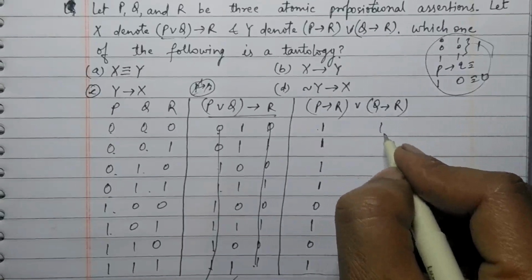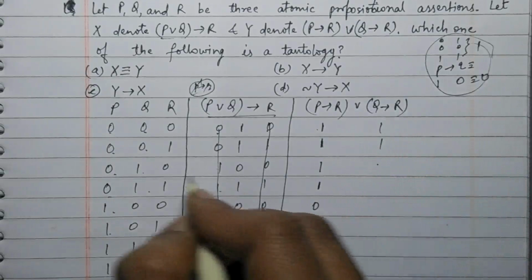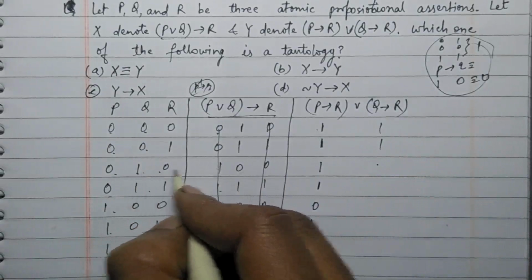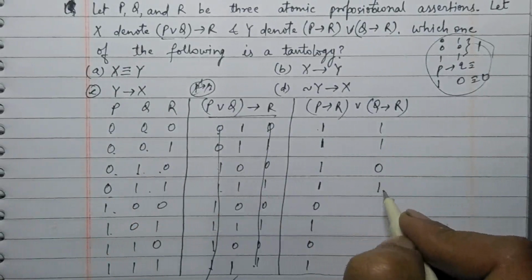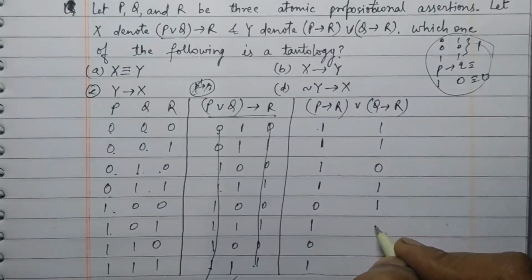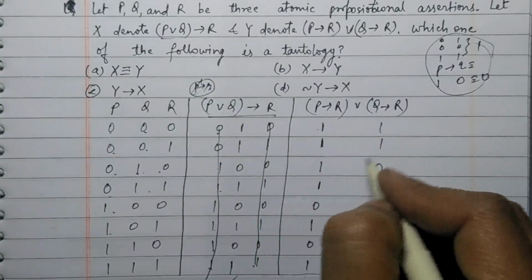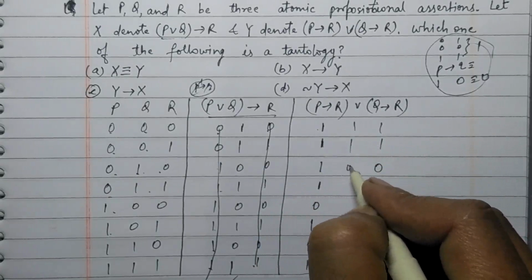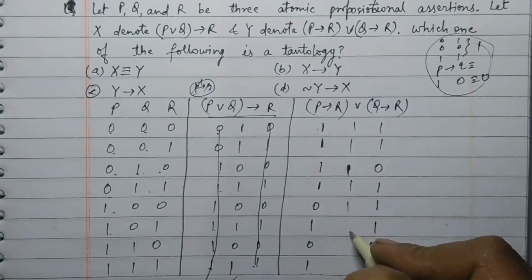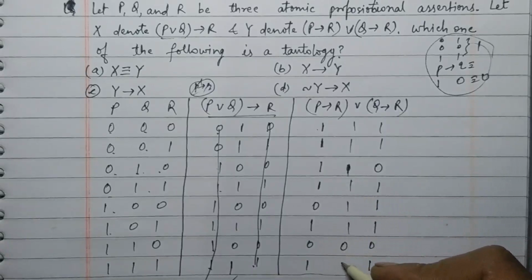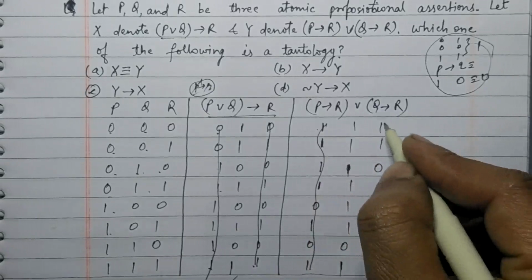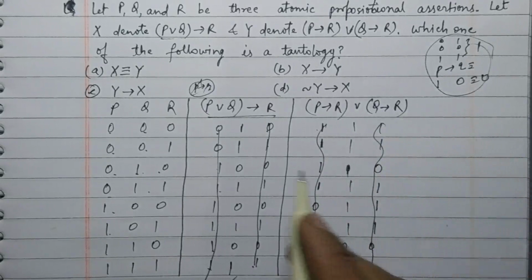Q implies R is 1, 1, and so on. See, Q implies R here is 1 implies 0, so it is 0, then 1, 1, 1, 0, 1. If you do the OR of both these, it is 1, 1, 1, 1, 1, 1, 0, 1. Erase this, erase this.